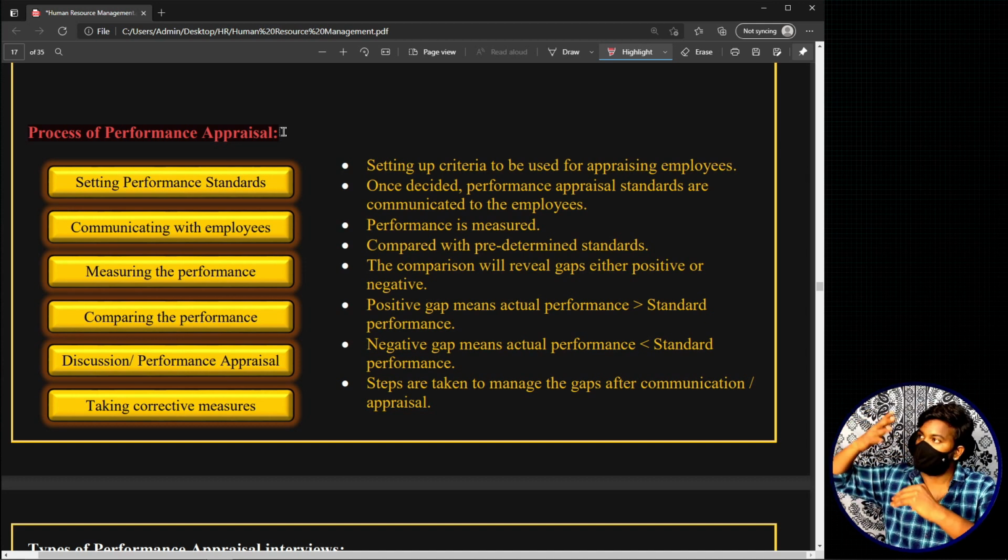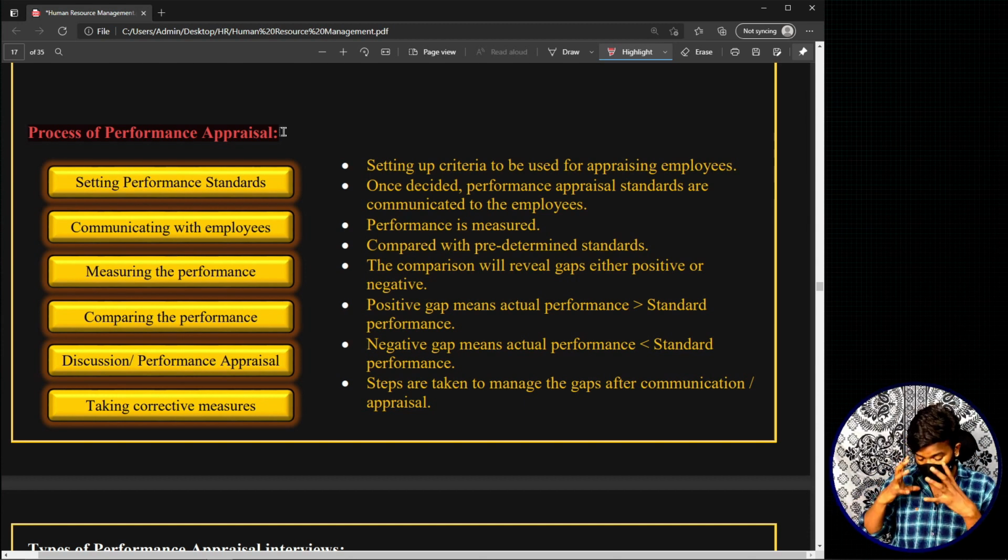There is a list of steps, and in between, one of the steps is performance appraisal. This performance appraisal also has a list of steps. The top steps will be in sync with the other steps of the performance management process, and the bottom steps of performance appraisal will also be in sync with the bottom steps of the performance management process. Why? Because this is the middle part of performance management, so it is also a part of it.